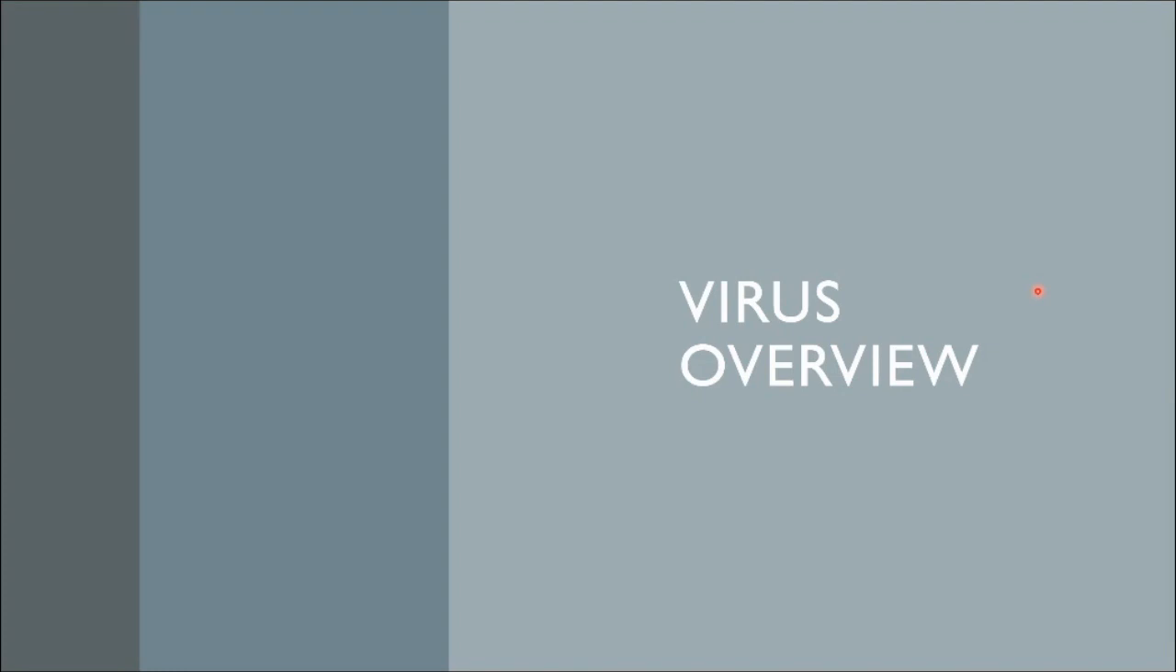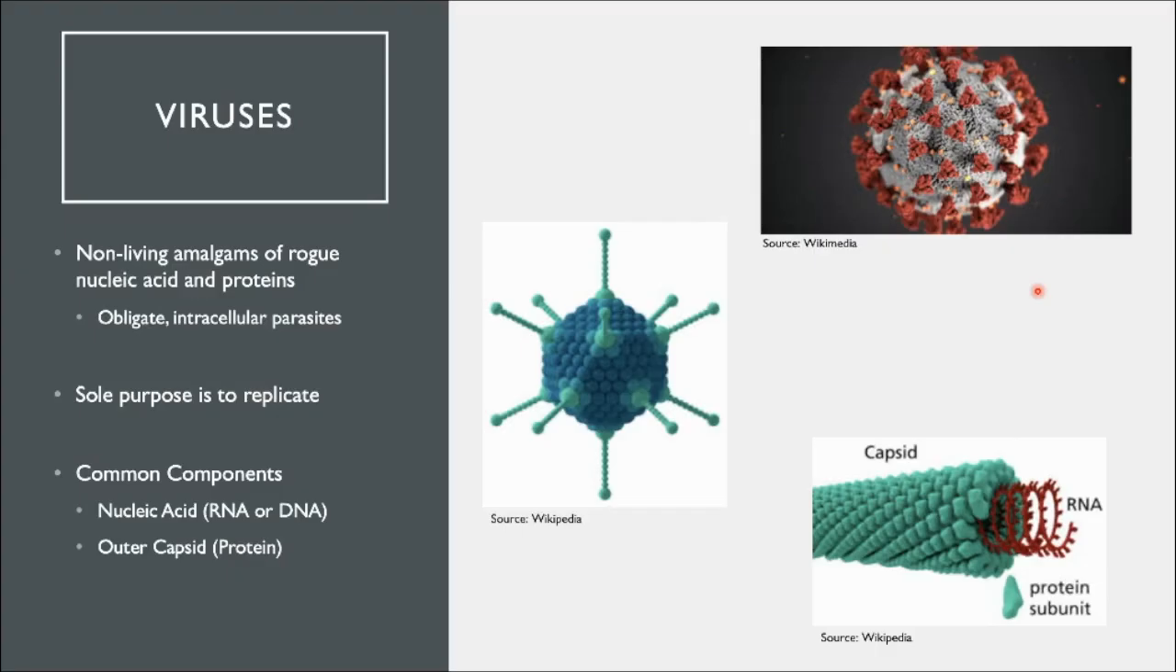Okay, but now let's talk about viruses. And we're going to go very briefly over this because viruses are very complex organisms and we don't really have time to go into them in too much detail. Okay, in their most basic sense, a virus is a non-living amalgam of protein and nucleic acid. They have no organelles. They have nothing that we associate with living creatures. They are just obligate intracellular rogue proteins and nucleic acids. And their only purpose is to replicate, and they'll do all the damage they can in the process.